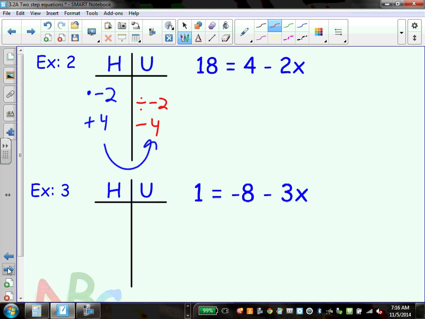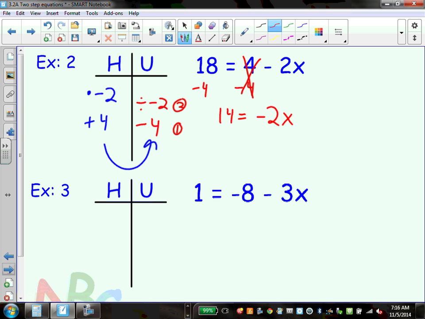So first thing we're going to do, remember we always start down here, so that's step 1, that's step 2. So we're going to subtract 4 from both sides. Minus 4, minus 4. Remember that both sides are determined by where the equal sign is. So we just need to minus 4 on one side of the equals and the other side. So on this side we have 18 minus 4. 18 minus 4 is 14. And on this side, the 4 and the negative 4 undo each other, become 0. 0 minus 2x is just negative 2x.